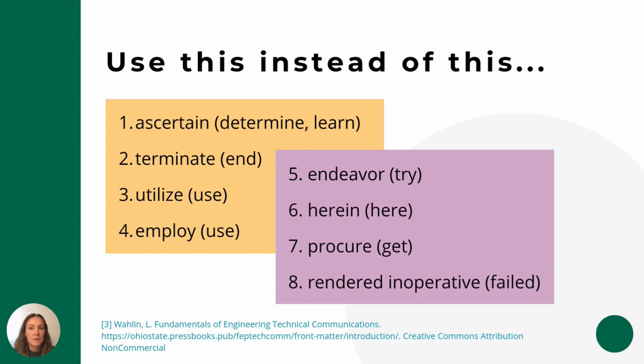A couple of examples from here as how to choose that right vocabulary. So moving away from that kind of flowery or fancy language and instead using more direct language. So for example, with ascertain, you could use determine or learn. Terminate, you could use end. Utilize, use. Employ, use. Endeavor, try. Herein, here. Procure, get. Rendered inoperative, failed. So really thinking about that language for the right situation.